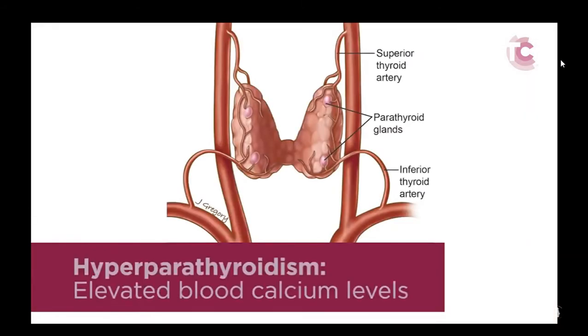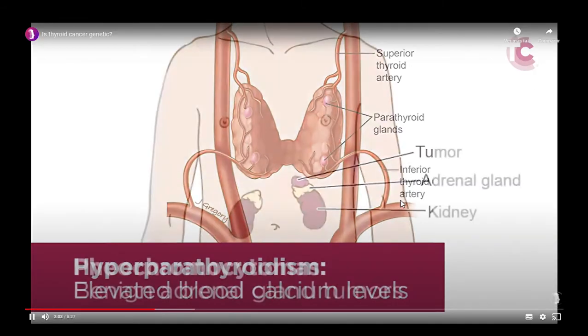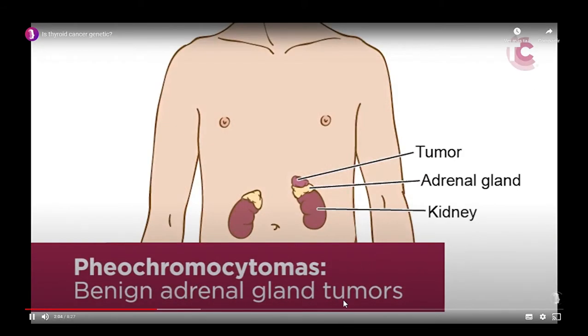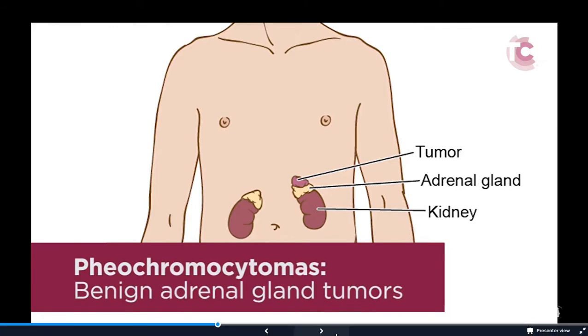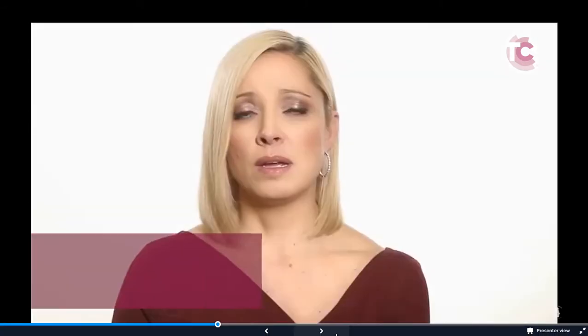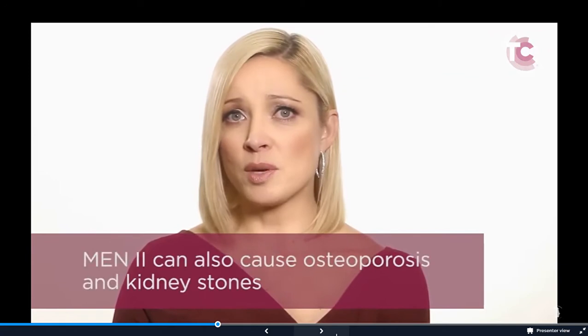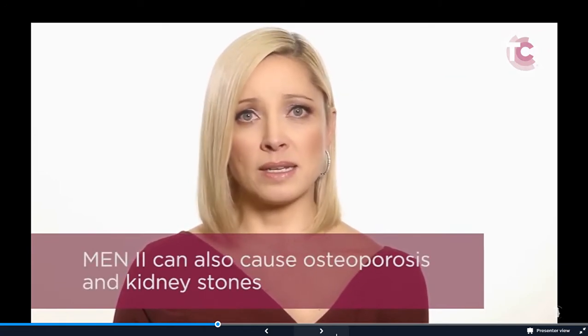Tumors other than medullary thyroid cancer associated with the MEN2 syndrome include benign parathyroid tumors, which can cause hyperparathyroidism, meaning elevated blood calcium levels, and benign adrenal gland tumors called pheochromocytomas, which can trigger severe hypertension. MEN2 can also cause osteoporosis, or low bone density, and kidney stones.